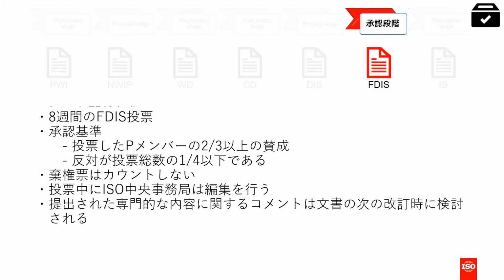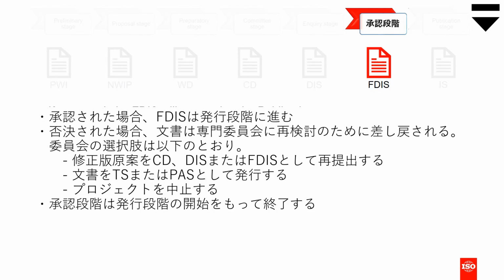The ballot lasts for 8 weeks, during which time ISO Central Secretariat will check the document again. As before, the approval criteria are 2/3 majority of voting P members and no more than a quarter of all votes cast to be negative. Technical comments cannot be incorporated at this stage, so will be kept for consideration at the next revision of the document.